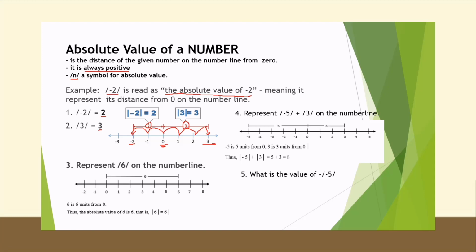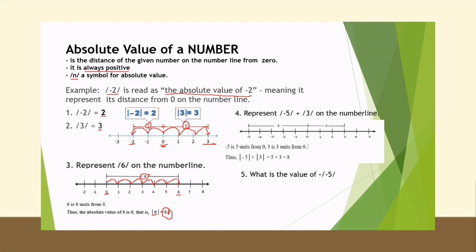Next, represent the absolute value of 6 on a number line. What is the distance from 0 to positive 6? We have 1, 2, 3, 4, 5, 6. So the distance is 6. Therefore, the absolute value of 6 is positive 6.